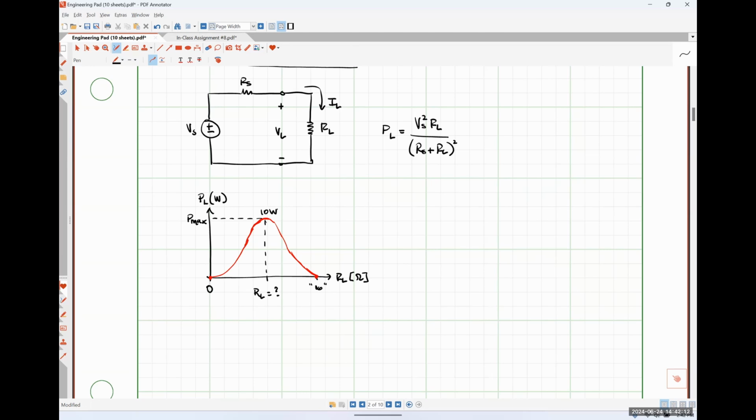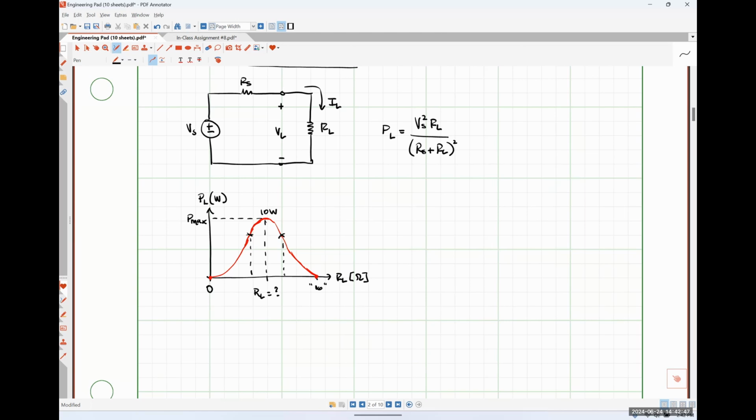If we wanted to know what value of resistance would cause us to absorb 7.5 watts, which would be somewhere in the ballpark of here, it would be whatever resistor is associated with this point and whatever resistance is associated with this point. So one below the maximum power point and one above the maximum power point. So if we're not delivering maximum power, then there's always going to be exactly two resistances that will get us the power that we're looking for.